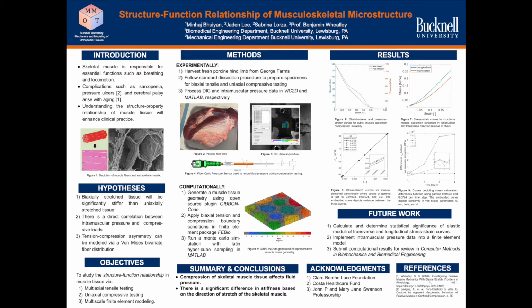Our hypothesis is threefold. First, biaxially stretched tissue will be significantly stiffer than uniaxially stretched tissue. Secondly, we hypothesize that there is a direct correlation between intramuscular pressure and compressive loads. Lastly, we hypothesize that tension-compression asymmetry can be modeled via a von Mises bivariate fiber distribution.